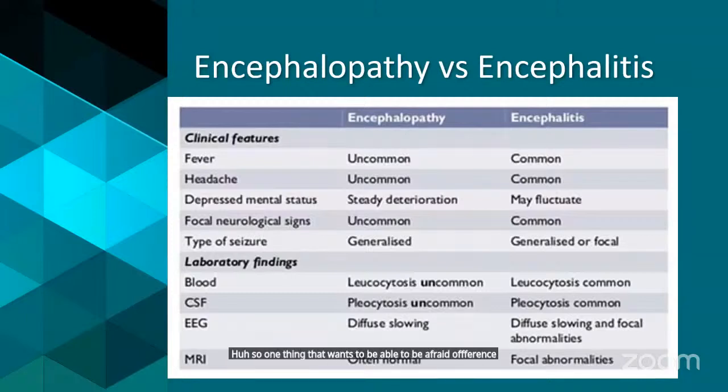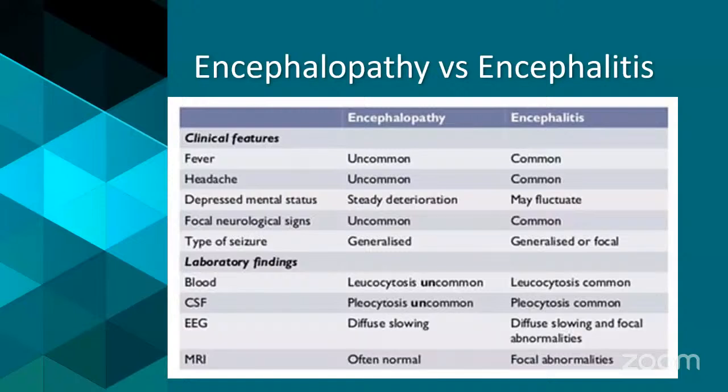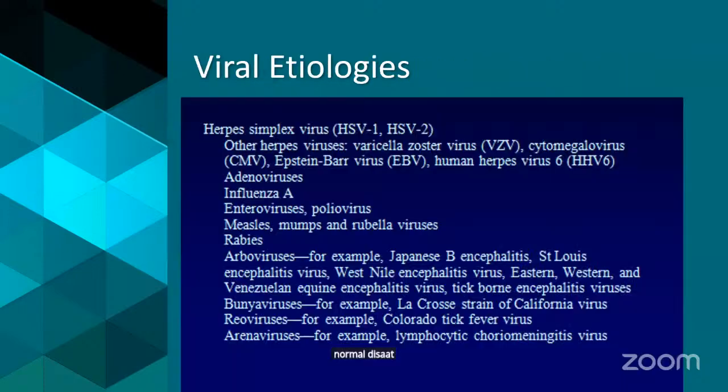I'm not going to spend much time on this. So basically, presence of fever and headache is more in favor of encephalitis. And the presence of seizures, neurological signs, etc., is more in favor of encephalitis. Seizures in encephalopathy are more generalized. If you're having focal seizures, it's more in favor of encephalitis. CSF pleocytosis, EEG showing focal abnormalities, MRI showing focal abnormalities, etc., will also favor encephalitis.